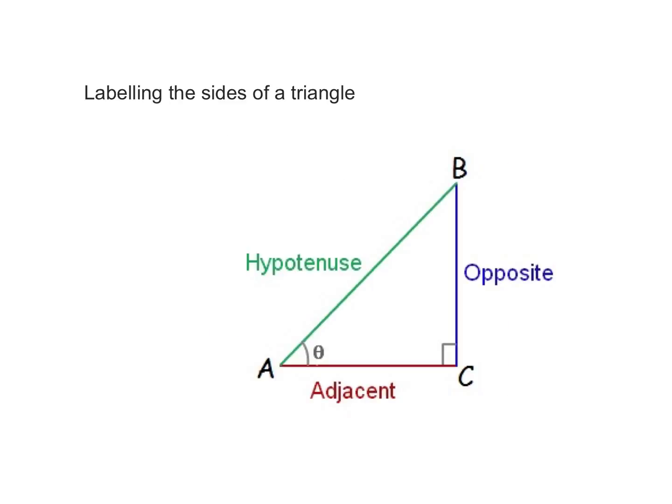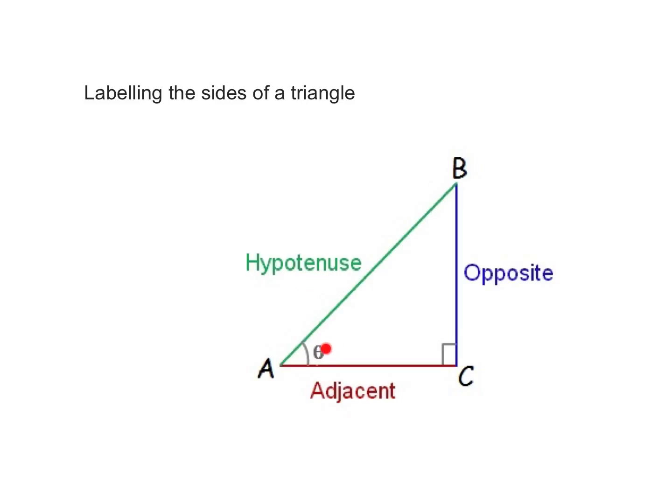Before we start, I would just like to do a little bit of revision on labeling the sides of a triangle. Over here we have triangle ABC, and angle C is a 90-degree angle, which means the side opposite has to be the hypotenuse, and this is also the longest side. So that's another reason why it's called the hypotenuse.